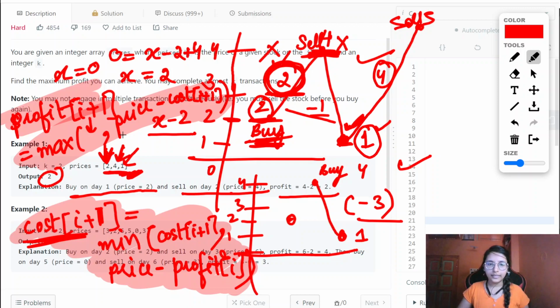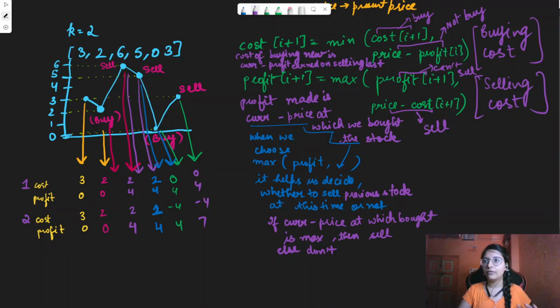Now the thing is, I'm damn sure that at first impression you won't be able to understand it, but now let me show you the example for this. So here's the second example, and these are basically those two states which I had written. Cost of i plus 1 is basically the buying cost of the next stock.